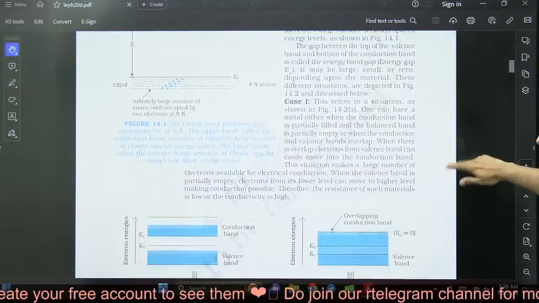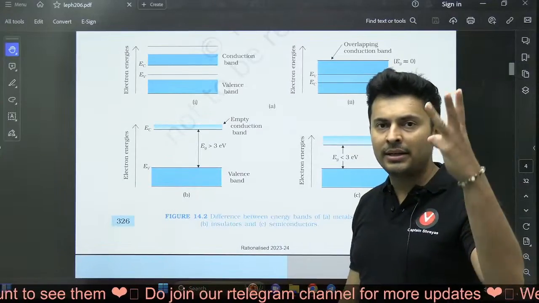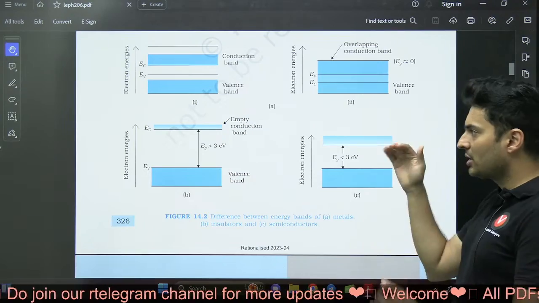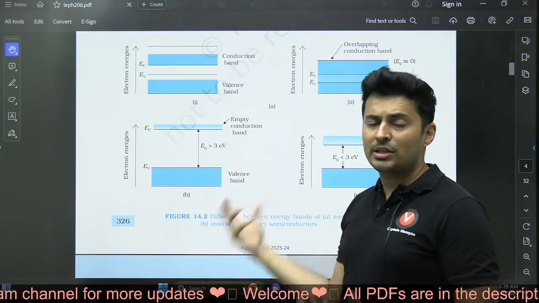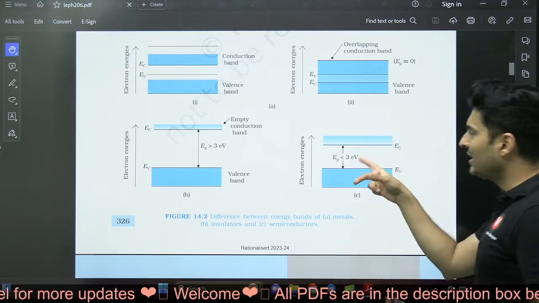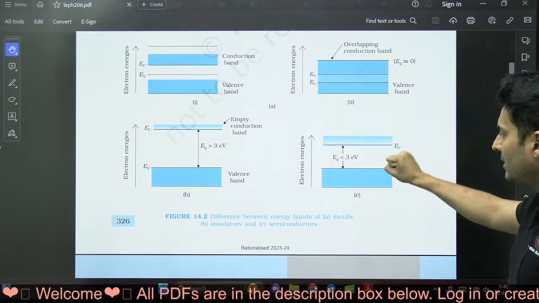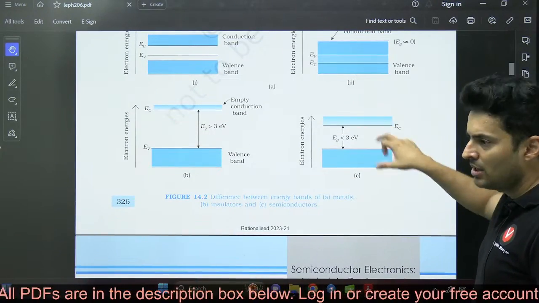on the basis of energy bands, you should know how the energy band structure looks like for conductors, insulators and semiconductors. For conductors, the conduction band and valence band overlap. For insulators, the band gap energy is much more than 3 electron volt. If it is less than 3 electron volt, a few electron volts here and there, then it is a semiconductor. So electrons can easily jump from the valence to the conduction band.